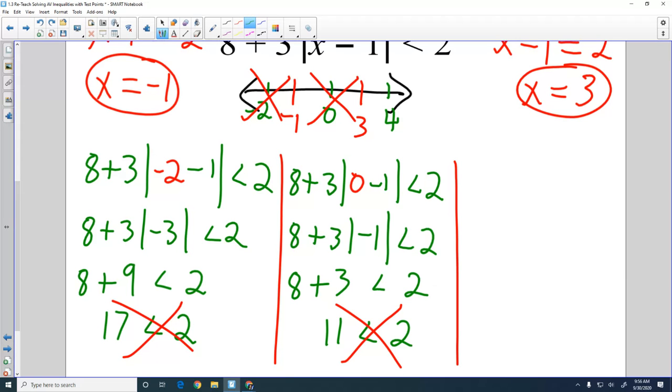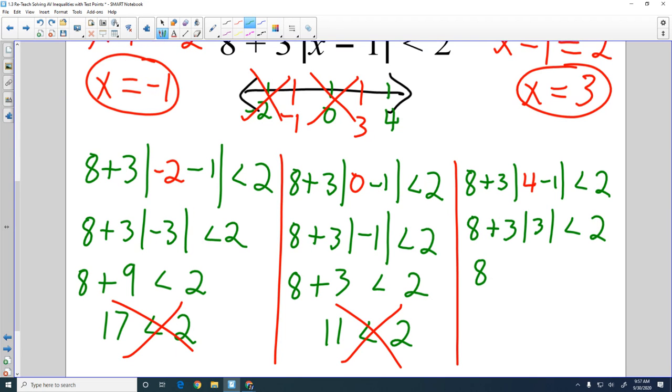And so if we do plug this number in, though, just to show you, 8 plus 3 times the absolute value of 4 minus 1, less than 2. That's 8 plus 3 times 3. Absolute value of 3 is 3, so this is just 8 plus 9. And we see 17 less than 2. Well, that also is not true. So even that third section did not work on our number line.